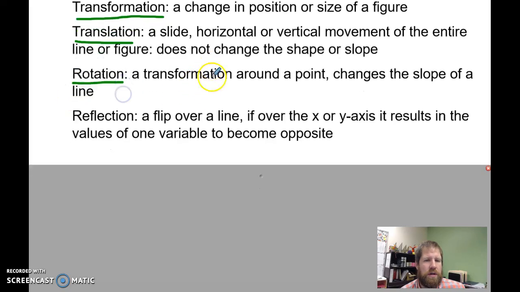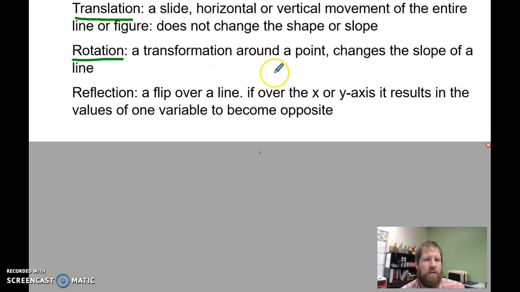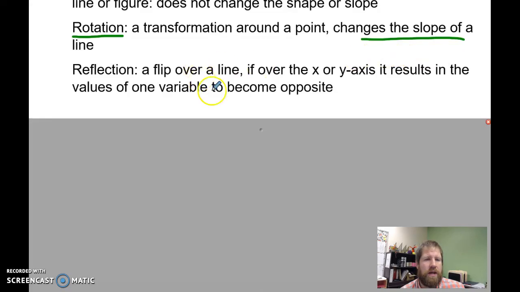A rotation is a transformation around a specific point. Usually that's going to be the origin or the y-intercept, and this always changes the slope of a line. Generally, but not always, it'll keep the y-intercept the same. I think later on you'll get into rotating lines and rotating other figures around a point that's not on the y-axis.